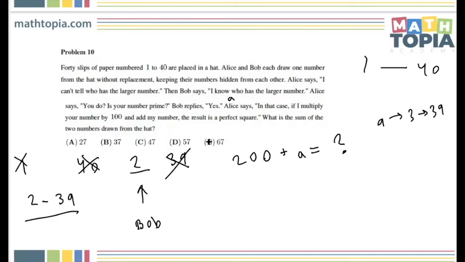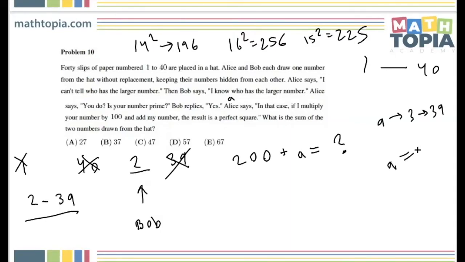But there's only one perfect square in this range, because 14 squared is 196, which is too small, and 16 squared is 256, which is too big, because the most we can get to is 239. So the only one that would work is 15 squared, which is 225. Therefore, A has to be 25. Now the two numbers have to be 25 and 2, and the sum of them is going to give us 27.